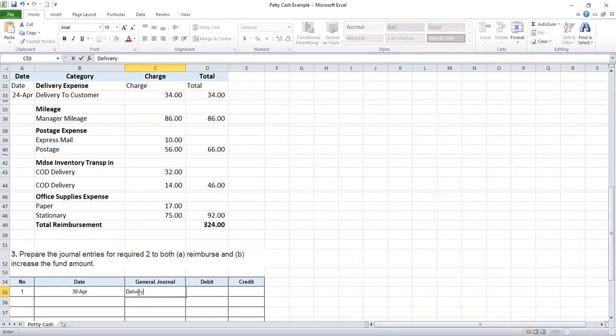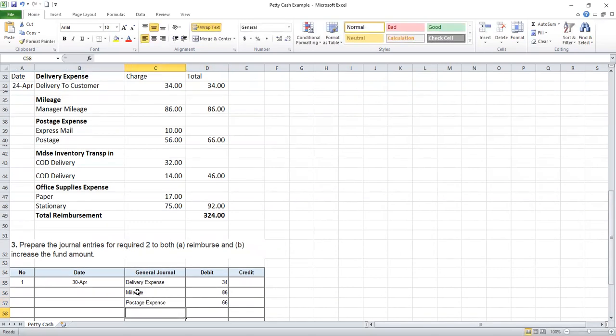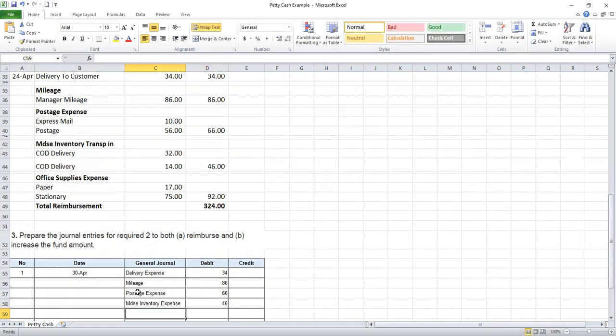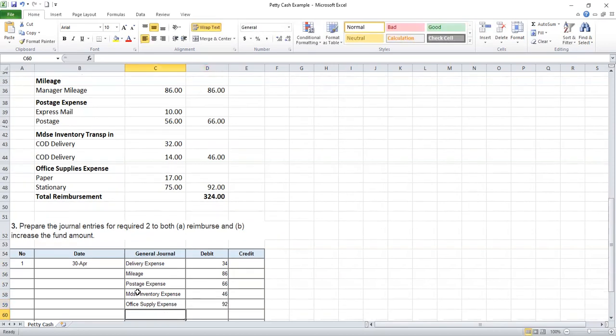We're going to debit delivery expense. Okay, we're just debiting the totals, 34. We're going to debit mileage, 86. We're going to debit postage expense, $66. We're going to debit the merchandise inventory, you could abbreviate, expense, $46. We're going to debit office supply expense, $92.